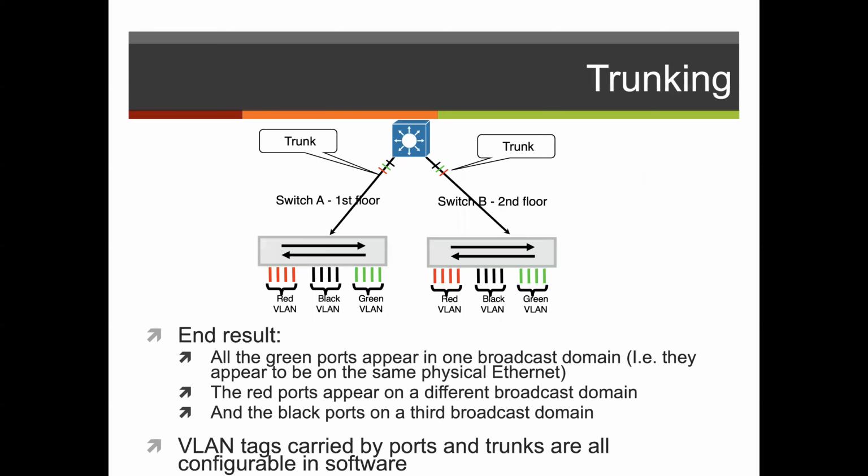And so in this example, using trunks, we are able to denote that all the green ports appear in one broadcast domain, the red ports appear on a different broadcast domain, and the black ports on a third broadcast domain. VLAN tags are carried by ports, and trunks are all configurable in software.